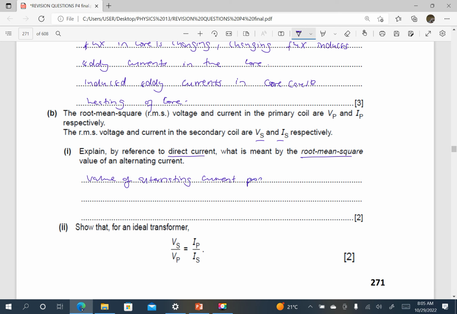So the root mean square value is that value of alternating current producing the same mean power or heating effect in a resistor as direct current. The value of alternating current which produces the same mean power or heating effect in a resistor as direct current is the root mean square value.